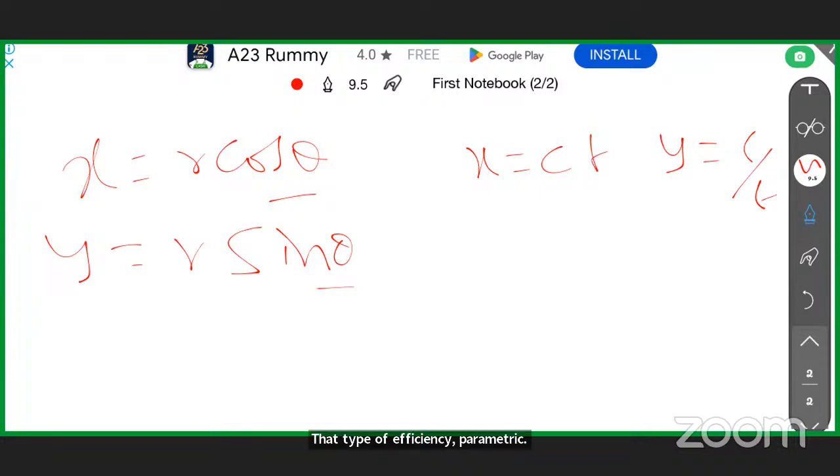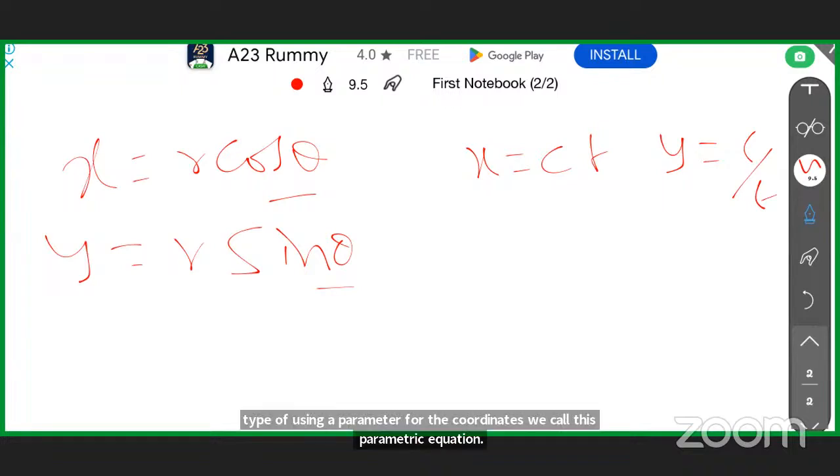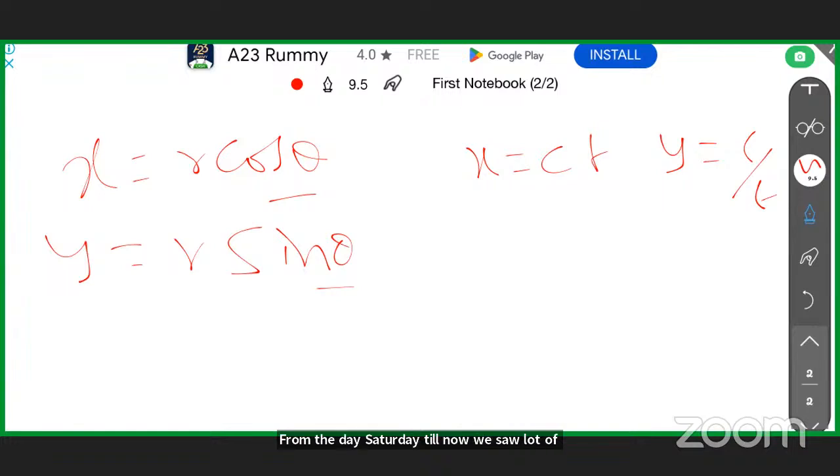When we use a parameter for coordinates, instead of giving an equation directly, that type of using a parameter for the coordinates, we call it a parametric equation. And we have solved a lot of problems. From Saturday till now, we solved a lot of parametric equation problems. So when today's class is over, please go through the book and see how many parametric equations you have solved. Yesterday also we did one.